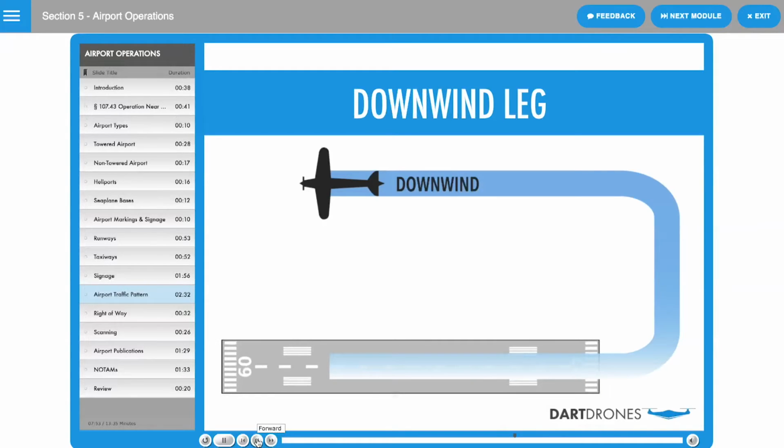Once the pilot has sufficient lateral distance from the airfield, another 90-degree turn is made, putting the aircraft onto the downwind leg of the pattern. This leg runs parallel to the runway and is called the downwind leg since the aircraft is now traveling with the wind instead of against it.